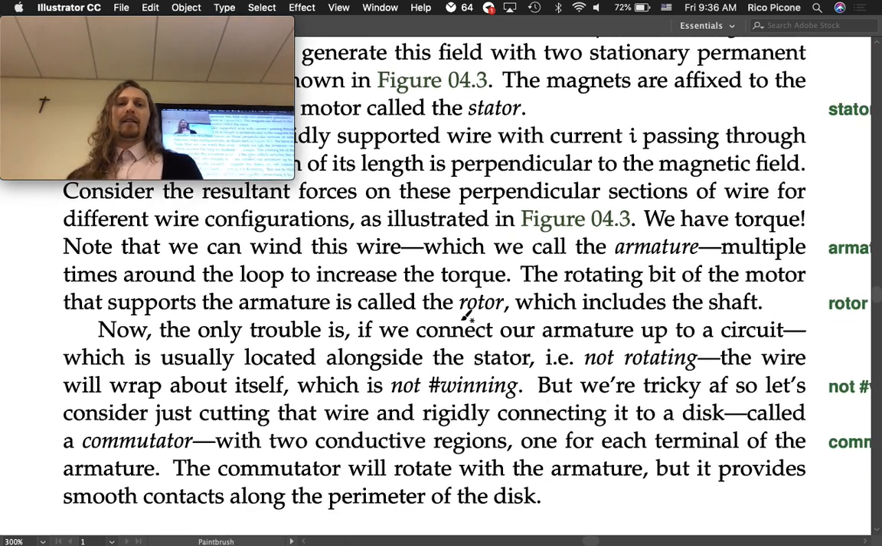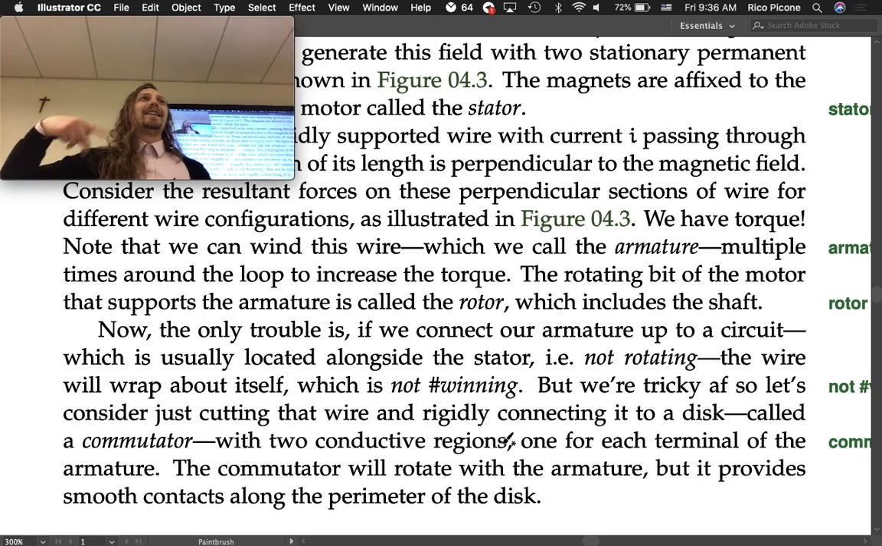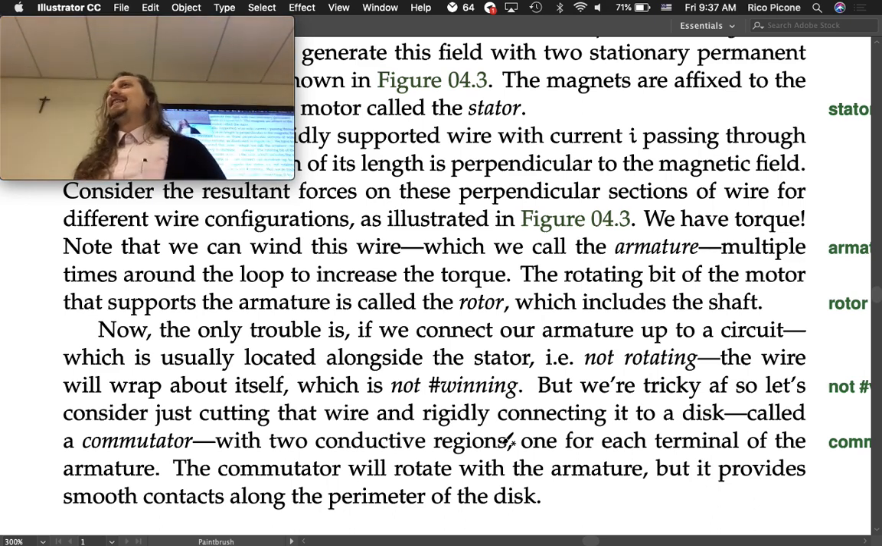Okay. Now, the only trouble is, if we connect our armature up to a circuit, which is usually located alongside the stator, i.e. not rotating. So our circuit's not going to be on the shaft, right? The power circuit's going to come from the housing outside of the motor connected to the stator. It's not going to be rotating, but we want our armature to be rotating on the stator. So this is kind of an issue. The wire will just wrap around itself, which is not winning, right? That's not what you want. You don't want to turn on your motor and then have the wires that connect up to it just wrap themselves up until they rip out or something.